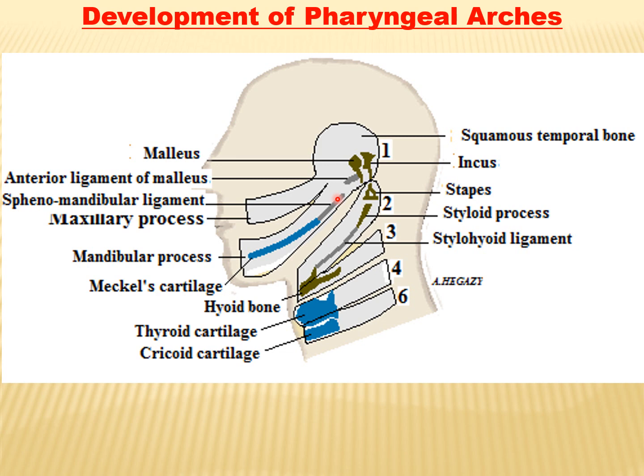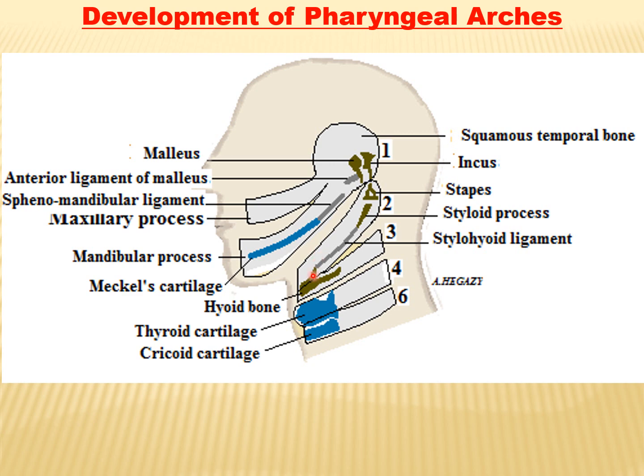Then we come to the second pharyngeal arch skeletal element. As we see, the stapes, styloid process, stylohyoid ligament, superior part of body of hyoid bone, and lesser horn of hyoid bone.